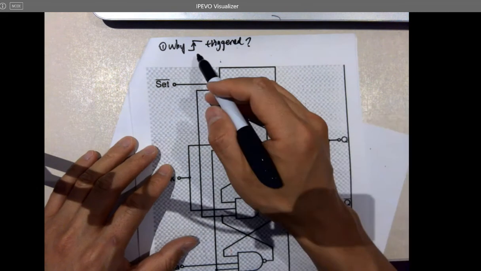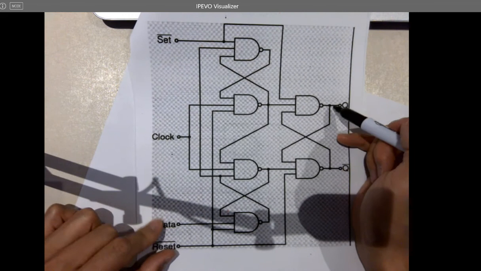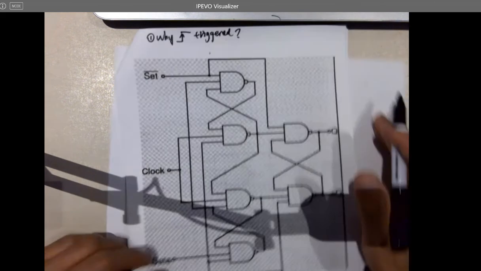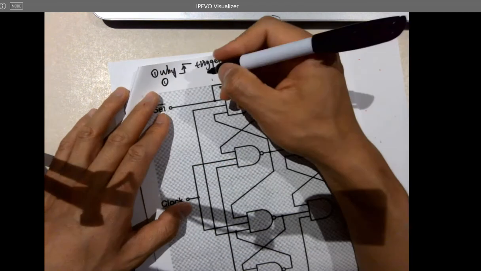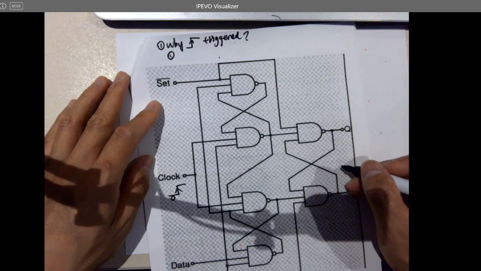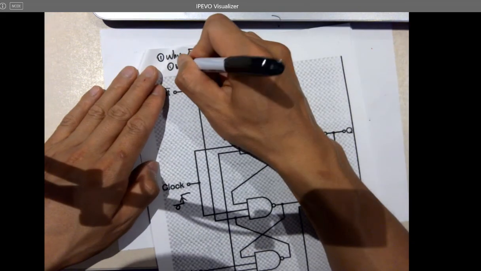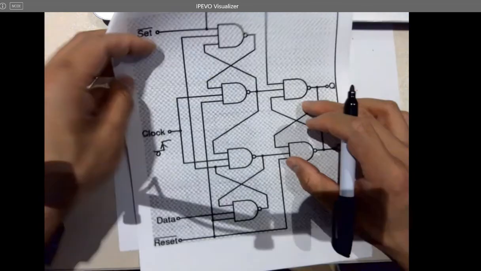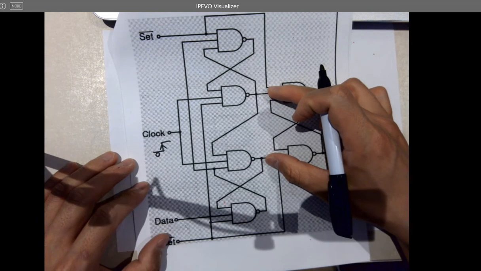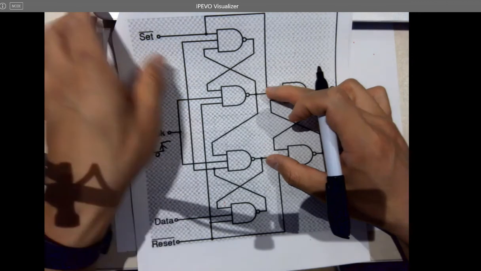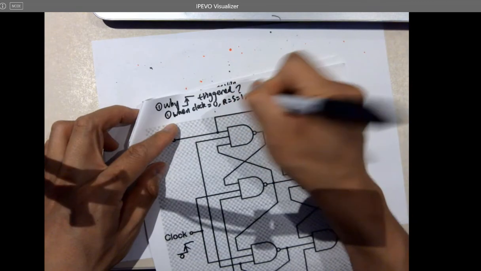Which means at the rising edge, it's sending data to Q, right? That's it. So when clock is zero, before the rising edge, right? Before the rising edge, clock is zero. So when clock is zero, what are R and S? When clock is zero, what is R, what is S? Ones, right? So R equals S equals one, no problem.